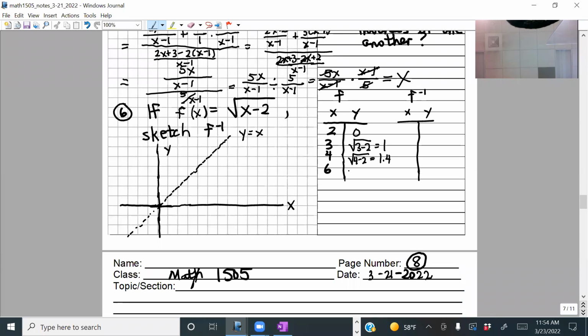6 is easier. When you put 6 in, you get square root of 6 minus 2, which is 2. So there's 4 points. We can make a graph with those 4 points. So let's see. When x is 2, y is 0, right? When x is 3, y is 1 up here. When x is 4, y is 1.4, maybe about right there. And when x is 6, there's that 1, 2, 3, 4, 5, 6. y is 2, about right there. Let's connect those with a nice curve. So it's like this.